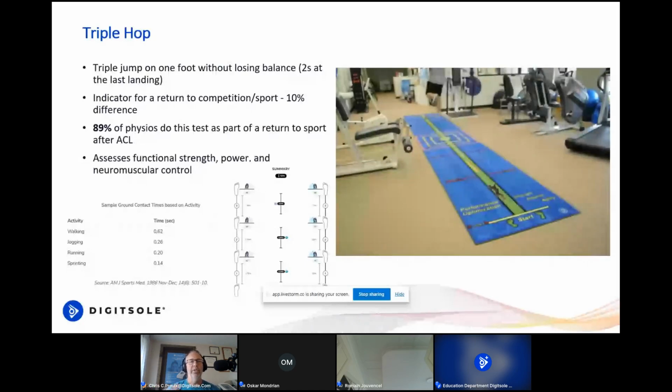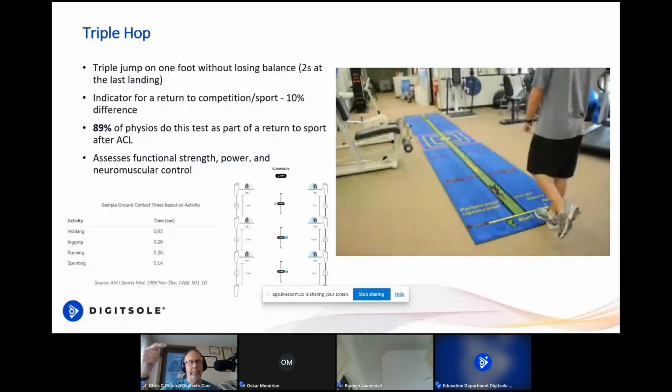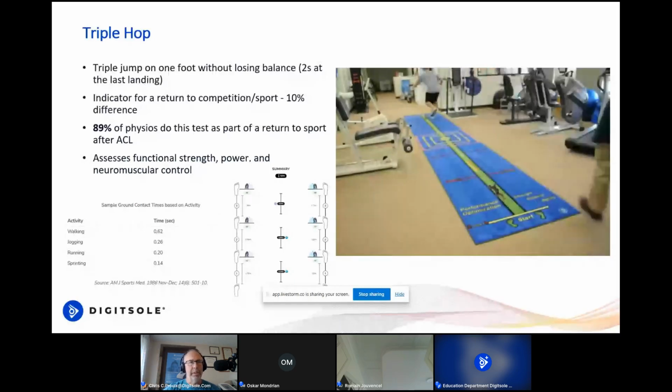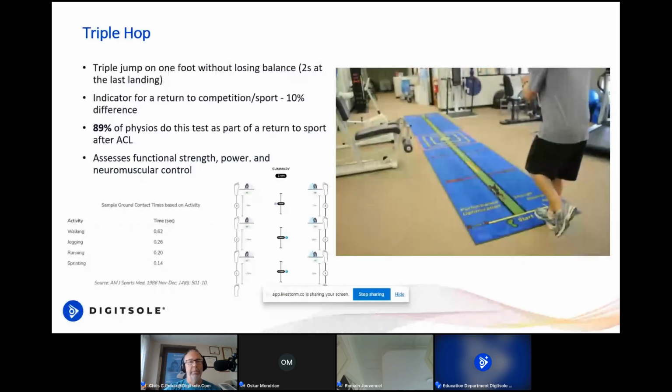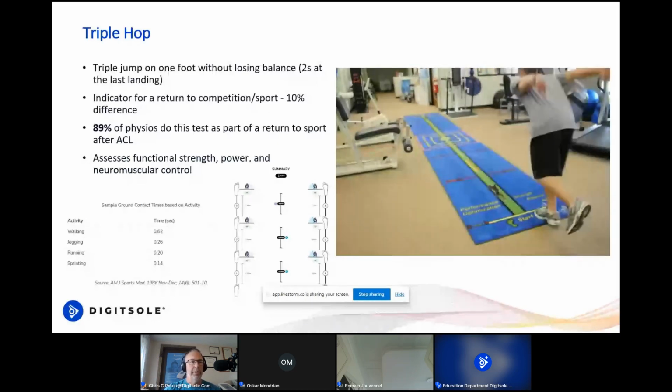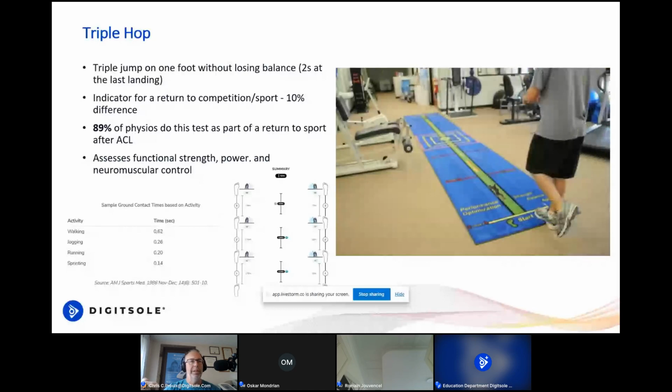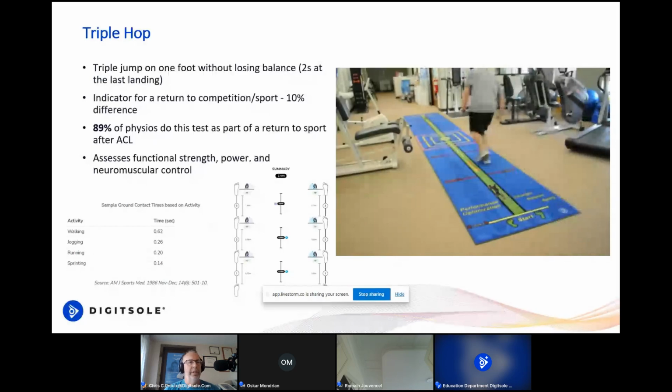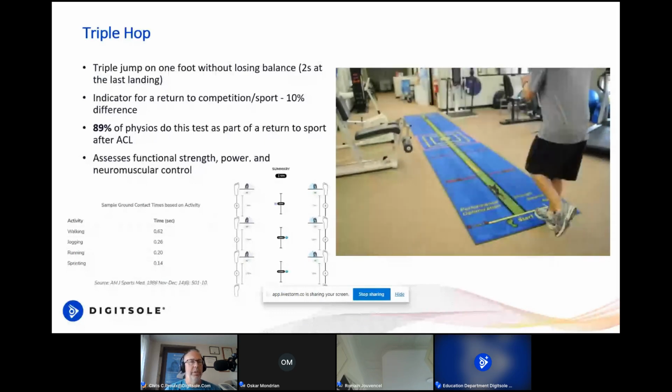Okay, so this is one of the tests that we use as a predictive test in return to sport, or as a baseline assessment to look at the level of asymmetry. The asymmetry that we're typically evaluating is going to be the accumulated distance of all 3 hops. Now, this is a test that so many people are already doing and are very familiar with, right? And so that's why it's a real easy discussion to have with clinicians.